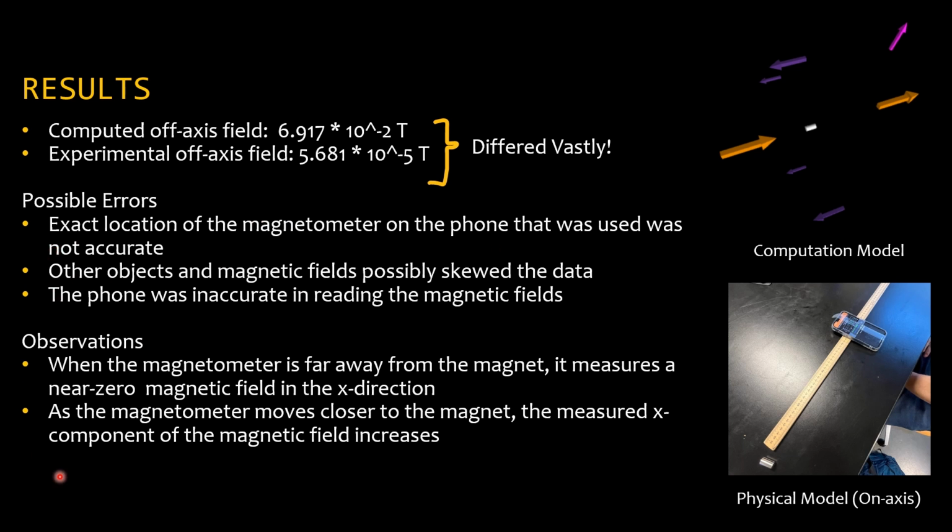And then my observations were when the magnetometer was very far away from the magnet, it measures a near zero magnetic field in the x direction, and as the magnetometer moves closer to the magnet, it measures the x component of the magnetic field increasing.